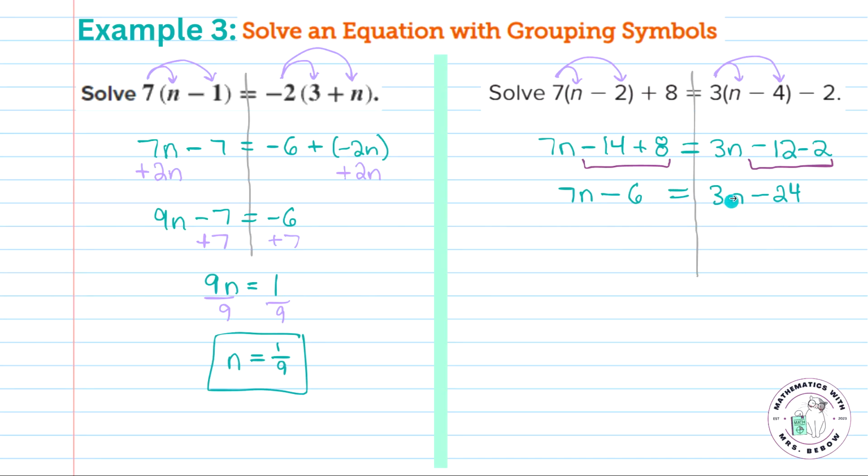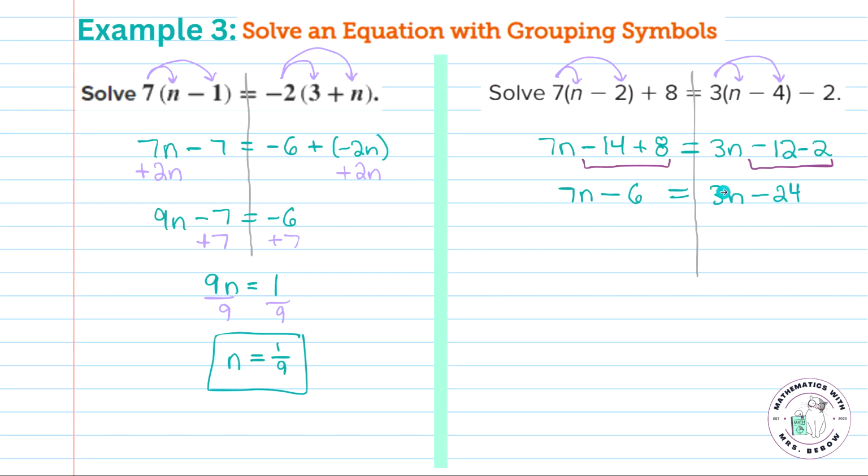So I'm going to start with the 3n, but remember you have choices. Technically, you could subtract the 7n to start. You could add 6 to start. I'm going to subtract 3n to start. You could also add 24 to start. It's totally up to you. If you do all your inverse operations correctly, you would still end up with the same answer.